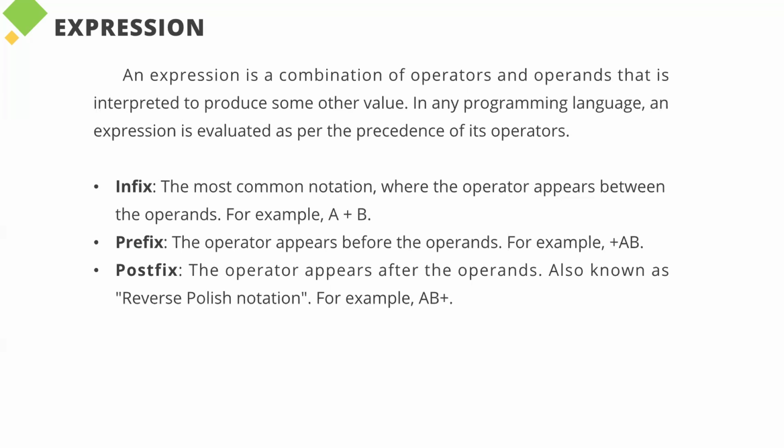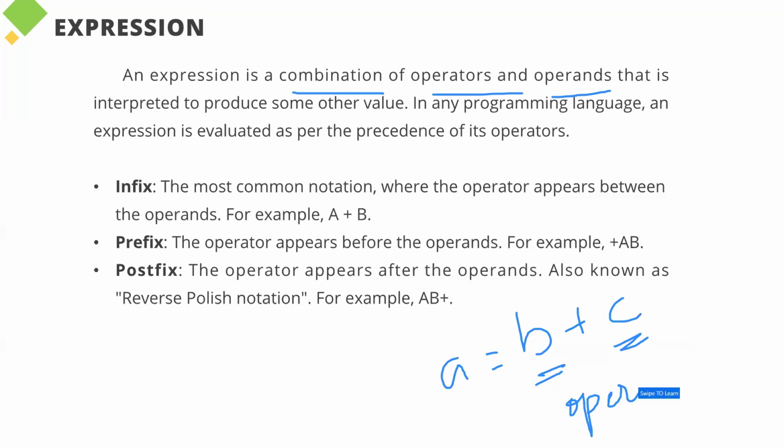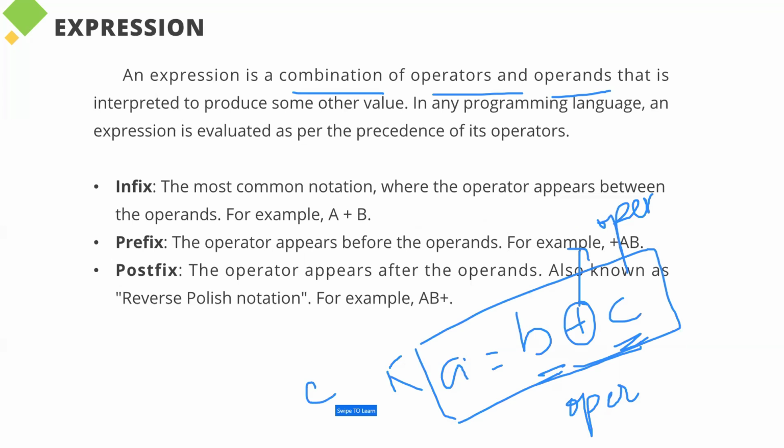Expression is a combination of operators and operands. Operators and operands together. Suppose A equals B plus C. B and C are operands and plus is the operator, and this together is called an expression. Expression is a combination of operators and operands in any programming language. We are dealing with the operators, and most programming languages use the same.